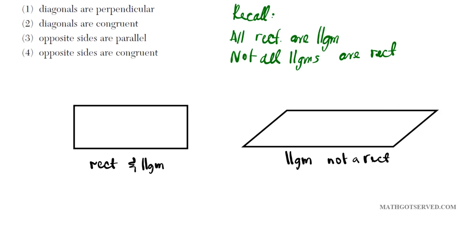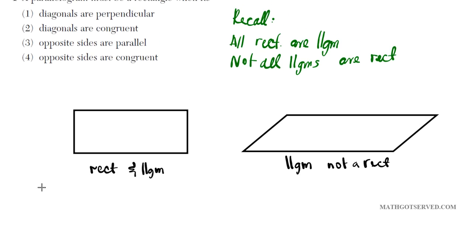Let's take a look at option number 1. Diagonals are perpendicular. Now let's take a look at this case, the case of the rectangle. Are the diagonals perpendicular for all rectangles? Let's take a look at this real quick. These are the diagonals right here. We can clearly see that the diagonals are not perpendicular.